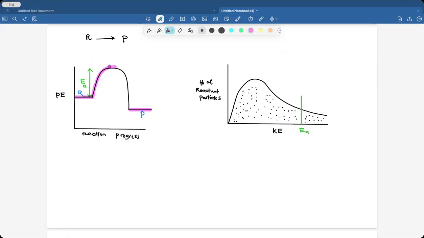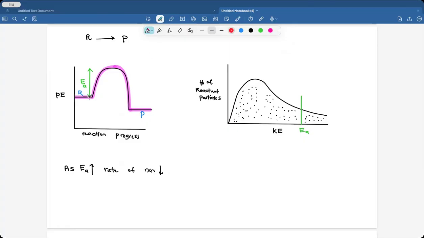Once they have this minimum energy to make it up here, then if the orientation of the collisions is correct, they can start making the products. So that activation energy is very important for us. One thing about activation energy we have to note is that whenever the activation energy is higher, the rate of reaction is slower. The higher the requirement is, the slower the rate will become.